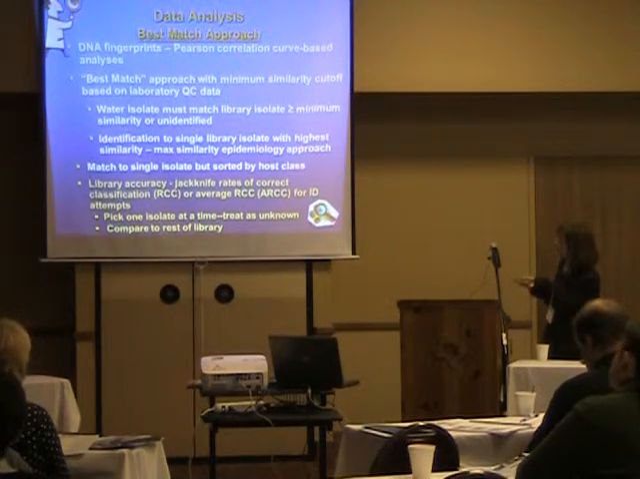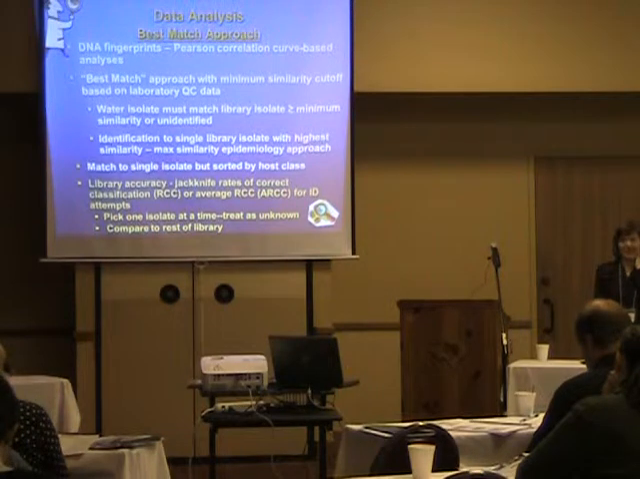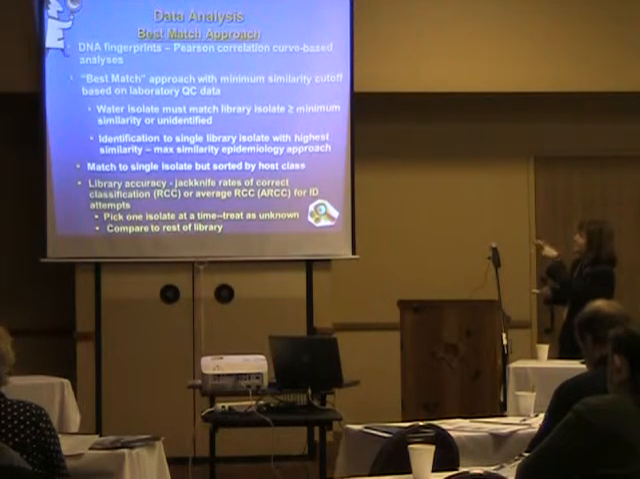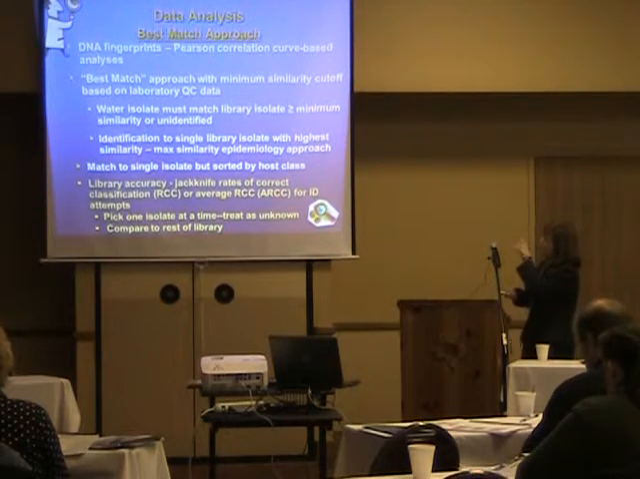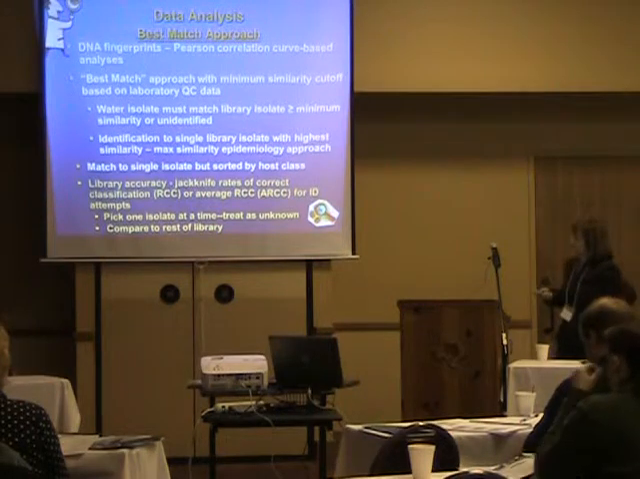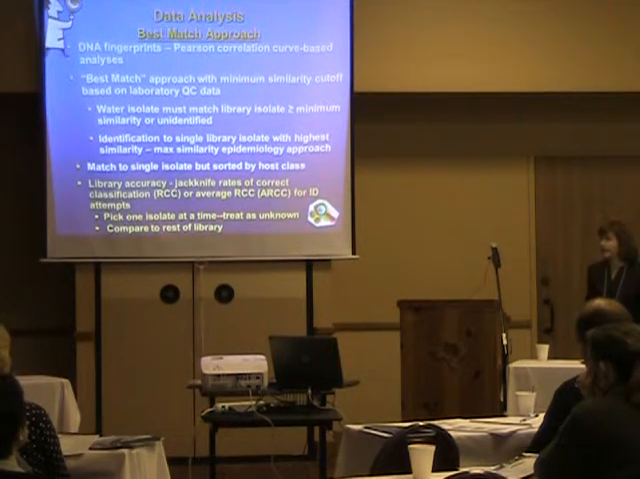And then again, if the best match is only 50%, 70%, that's not a match. Those are different patterns. So again, that QC data came in handy. The QC data is used to identify the similarity cutoff. If it's below that similarity cutoff, we consider it unidentified. So we will get an unidentified category.